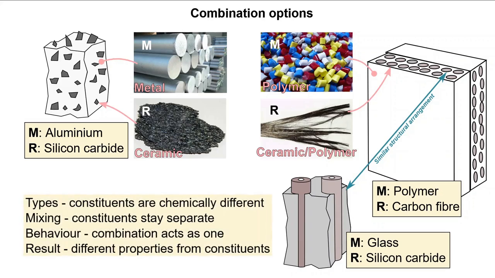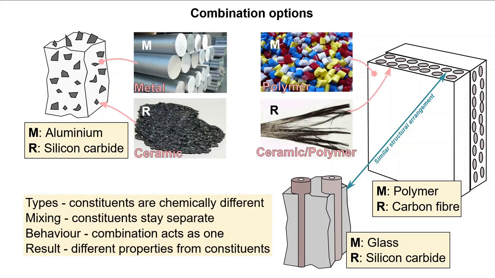In deciding whether or not something is a composite, there are four characteristics to consider. First, that each of the constituents are chemically different. Next, when mixed, they stay separated. Their behavior must be such that the result behaves as one and will have appreciably different properties from the constituents.